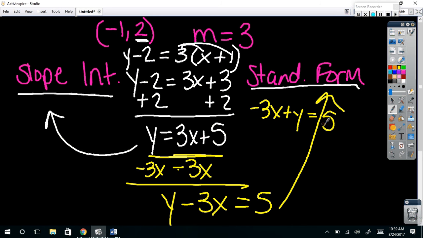One more way that I want you to know how to write an equation. We've talked about given a set of points, given a point and a slope. What if I just give you a graph?